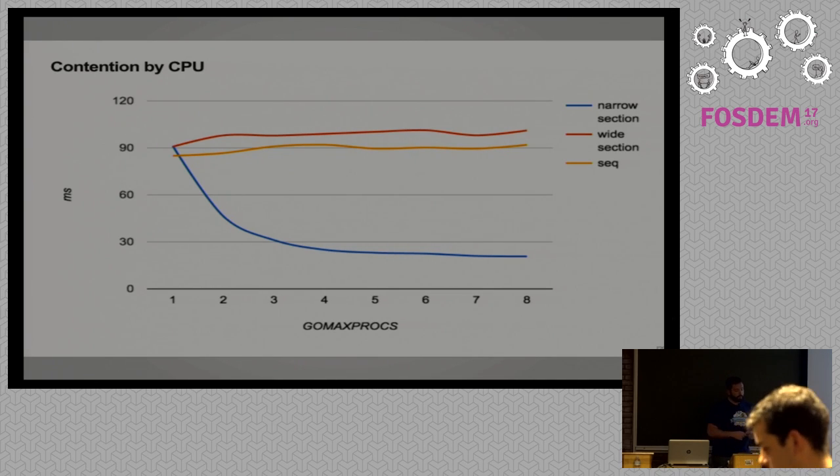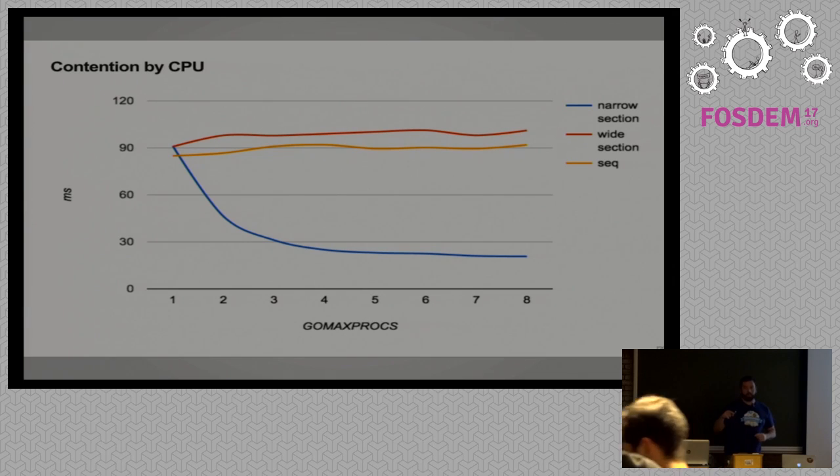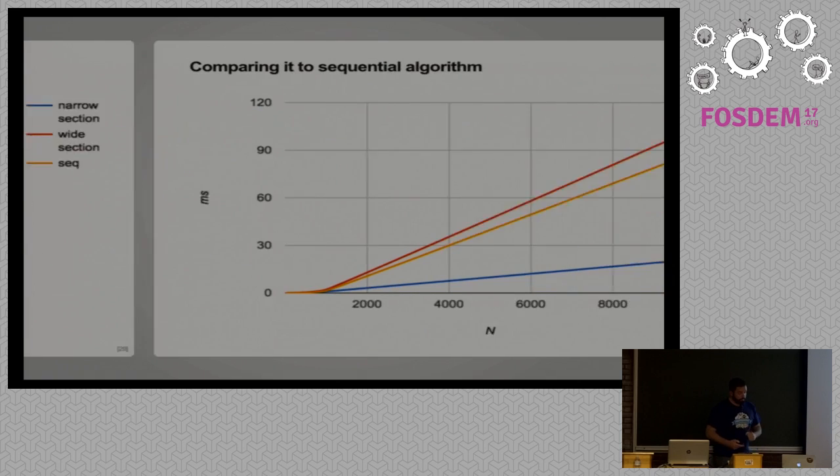So what I did is compare it to the sequential version too. The yellow is sequential. And when you have one CPU, the sequential and the wide are around the same. Other than that, then the narrow is way faster. The interesting thing is that sequential is actually better than the wide one where we're locking and then doing the for loop and then unlocking. So profiling is important. Sometimes you think that your code is good, and sometimes you're wrong.